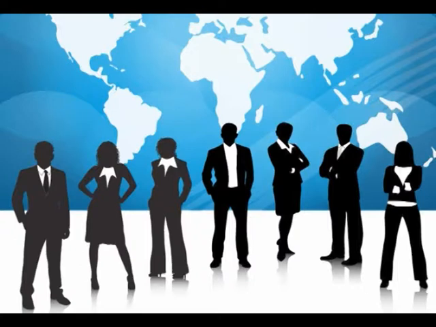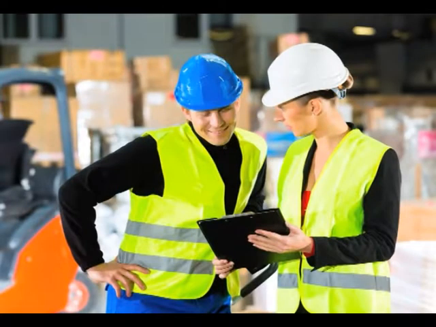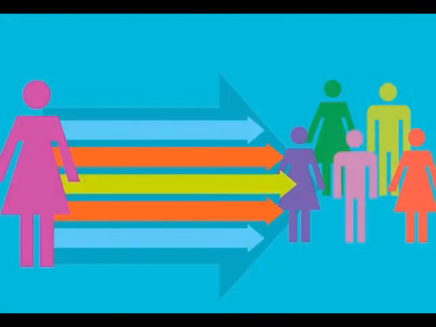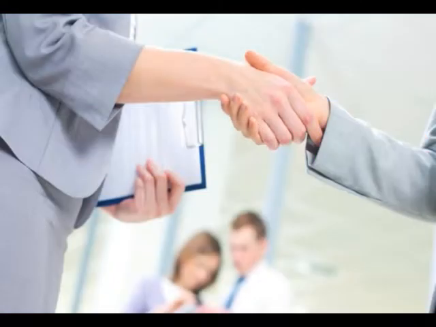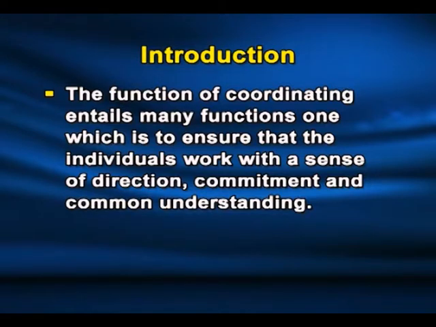Now, coming to the introduction. An organization consists of a complex network of interrelationships between different individuals working at different levels in various capacities. The work of these individuals has to be properly coordinated so that there would be no discrepancy in the objectives of the organization and the activities for their achievement. The function of coordinating entails many functions, one of which is to ensure that individuals work with a sense of direction, commitment and common understanding. This function of overseeing the work of subordinates in an organization is called supervision.